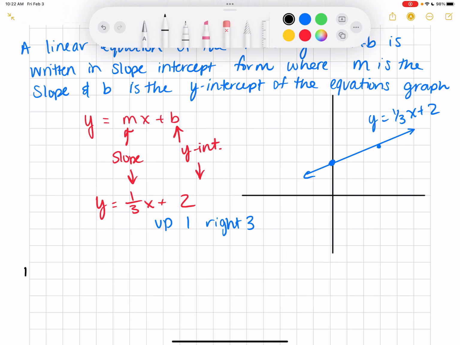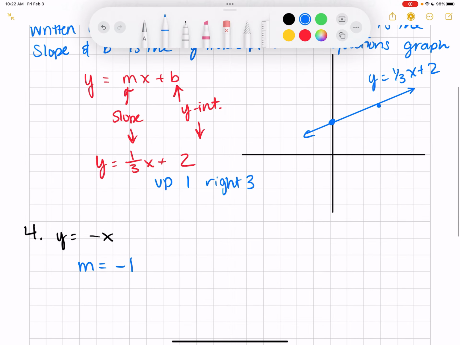So something like number 4, y is equal to negative x. So slope is always going to be the number with the sign that's in front of x. So what number is in front of x? With the sign. Yeah, -1. So then our y-intercept, which is b, is anything that comes after this, which in this case there isn't anything, so we just say that it's 0.